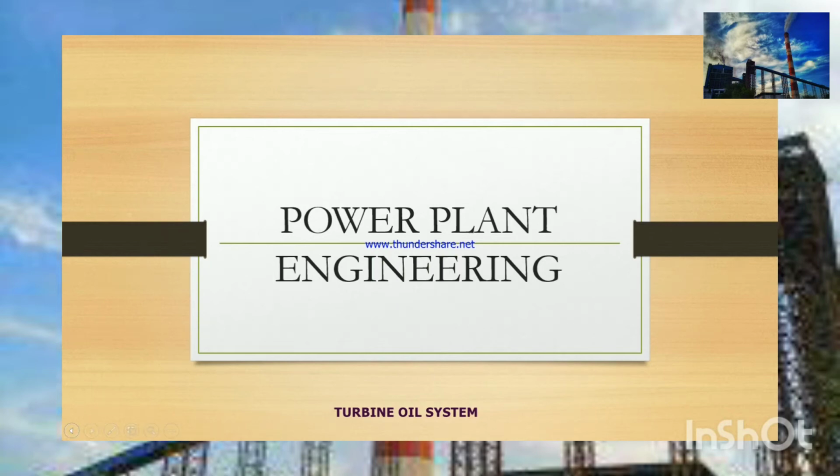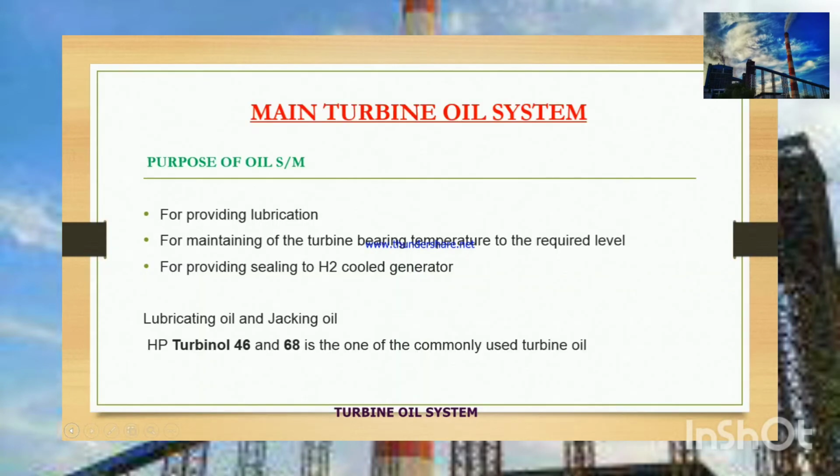Today we are discussing the topic main turbine oil system. In a thermal power plant turbine system, there will be rotating and stationary parts. Between these rotating and stationary parts, there is friction force. For reducing this friction, we need to supply lubricating oils.